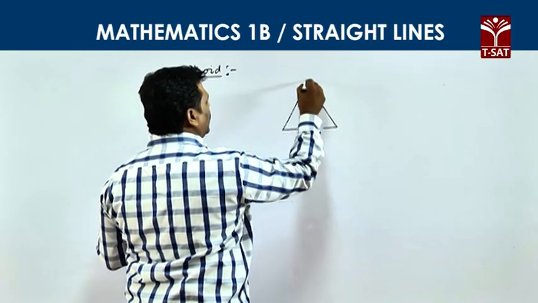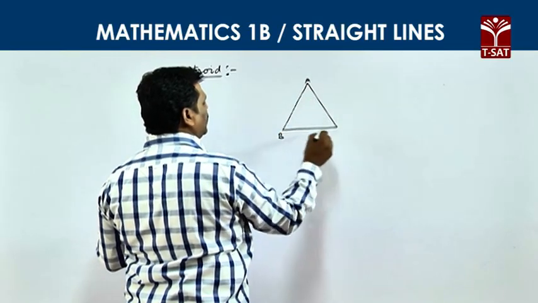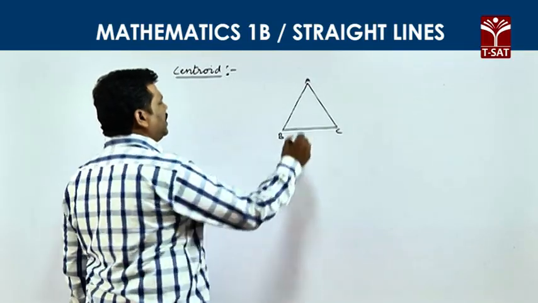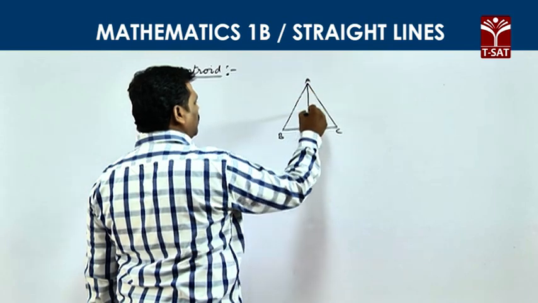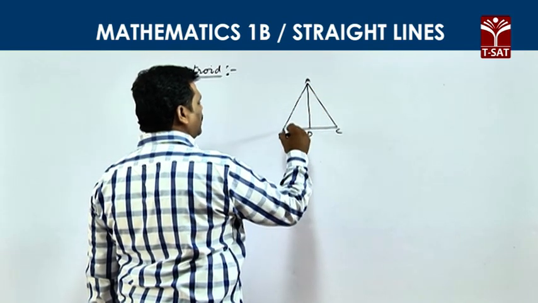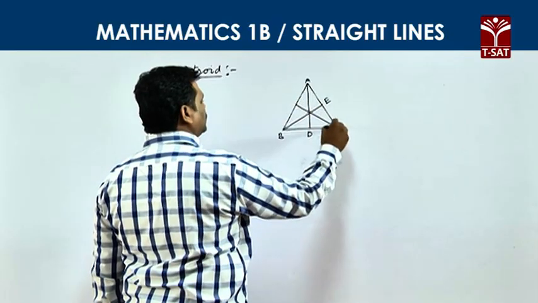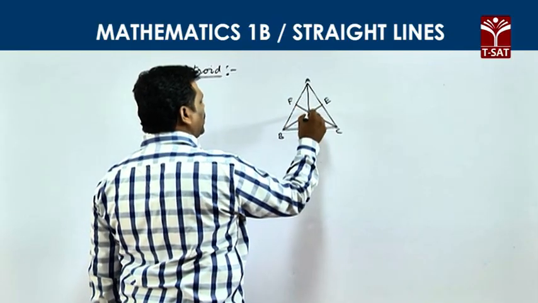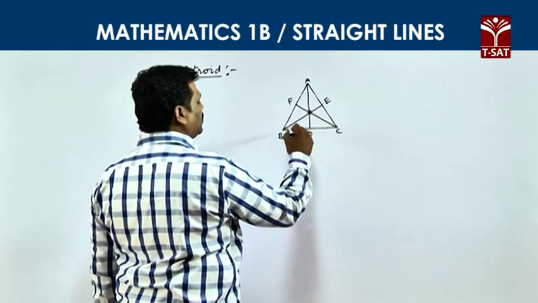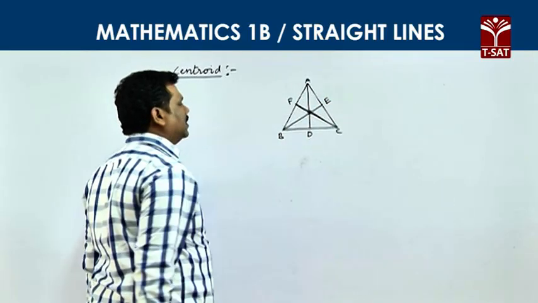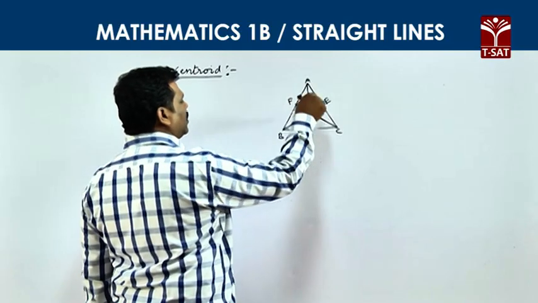Here A, B, C are the three vertices of a triangle. Then the medians of a triangle: D is the midpoint of BC, and E and F are the other midpoints. AD is one of the medians, BE is another median, and CF is another median. The medians of a triangle are concurrent.